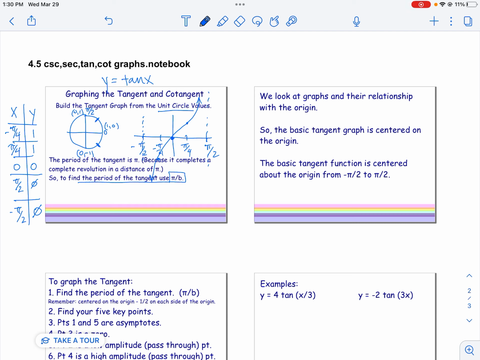A few things to note if you're thinking, oh, this looks like x cubed. You're not wrong. It looks like x cubed, but there is one key difference, and that is that there are these vertical asymptotes that the tangent function hugs, and x cubed does not have any asymptotes.